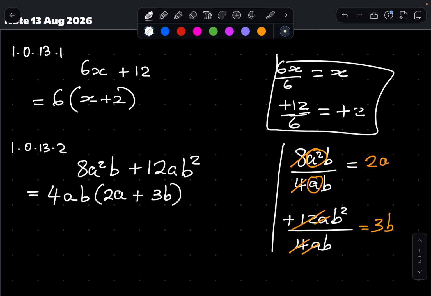Memory trick. Remember, highest common factor first. Always check every term for the highest common factor. That is the masterpiece of factorization. Thank you very much.